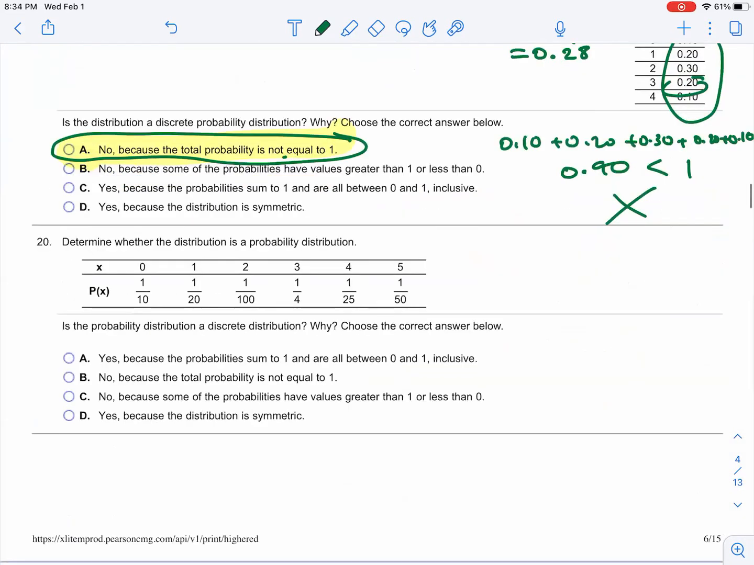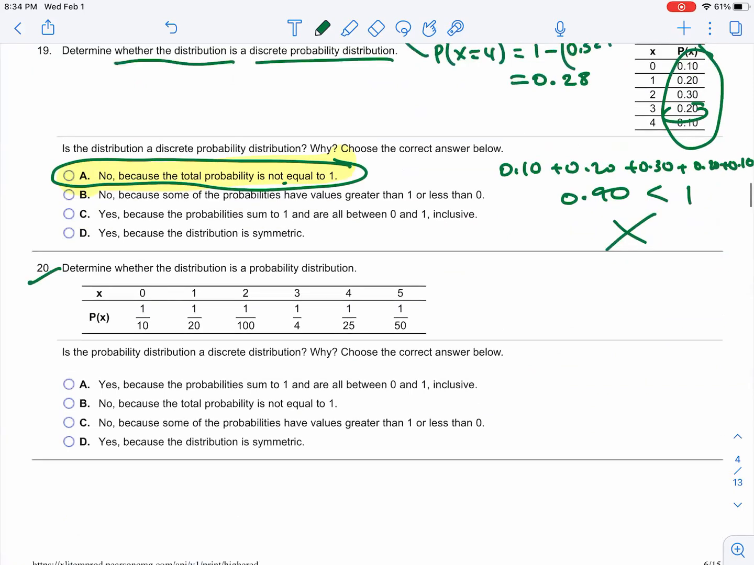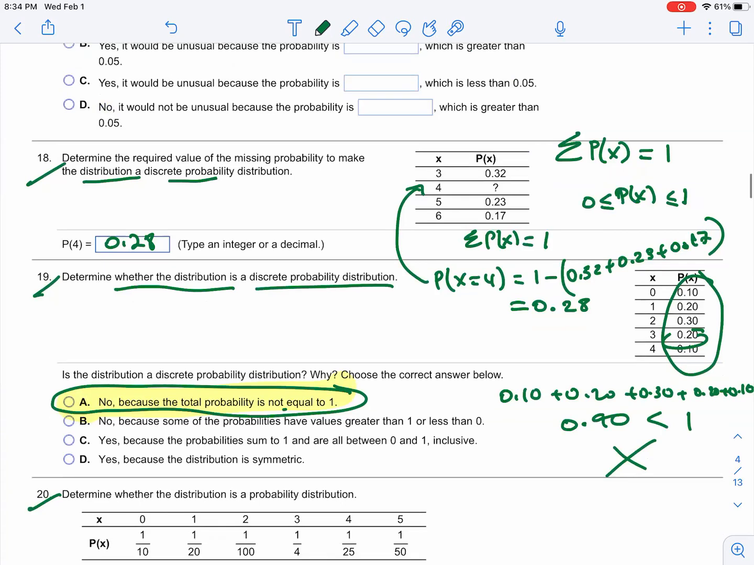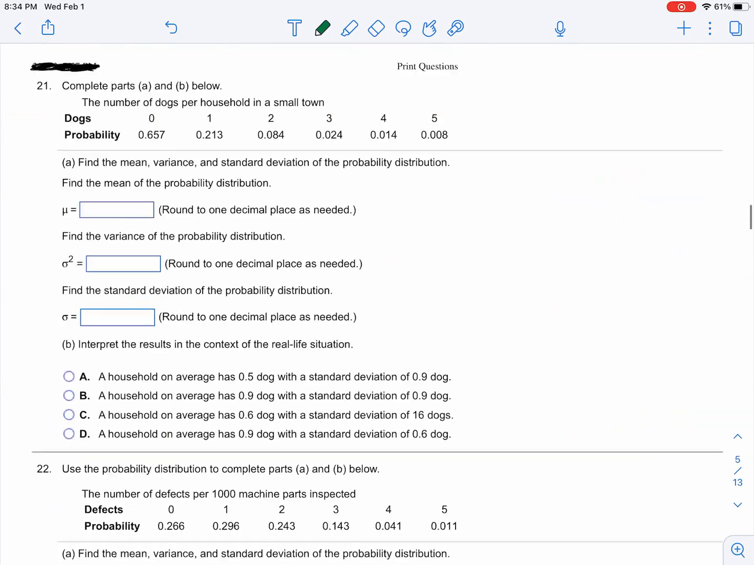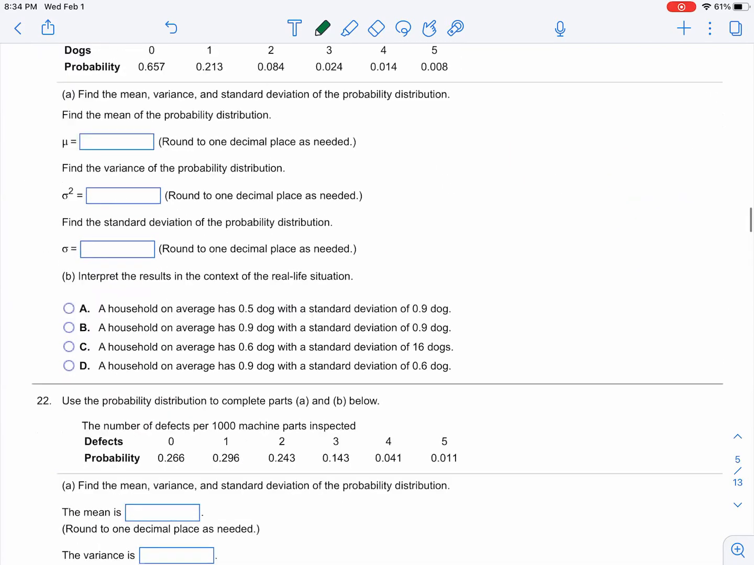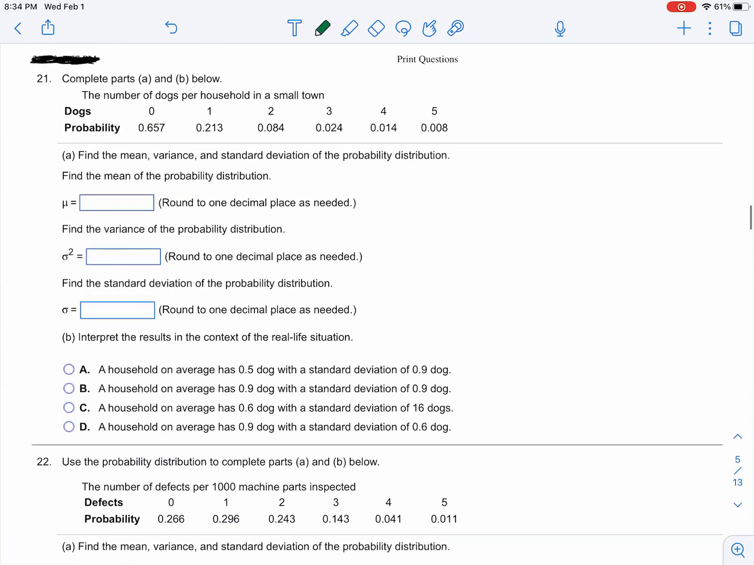You do the same sort of thing here. You check your probabilities, you add them up to see what's going to happen, etc. I did 19 and 18 for you. You can do 20. All right. Now I'm going to do 21 and you do 22. So let's look at 21 together.